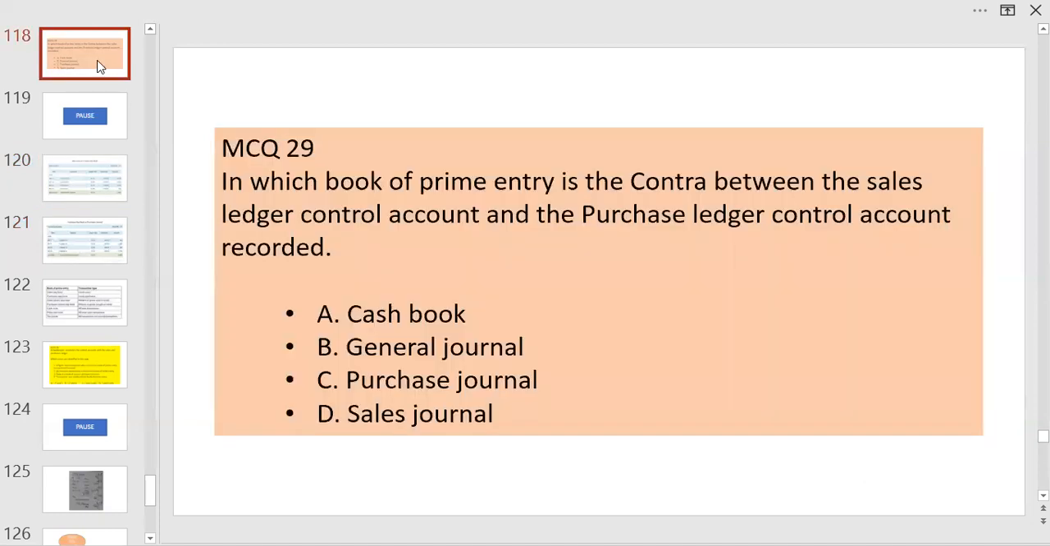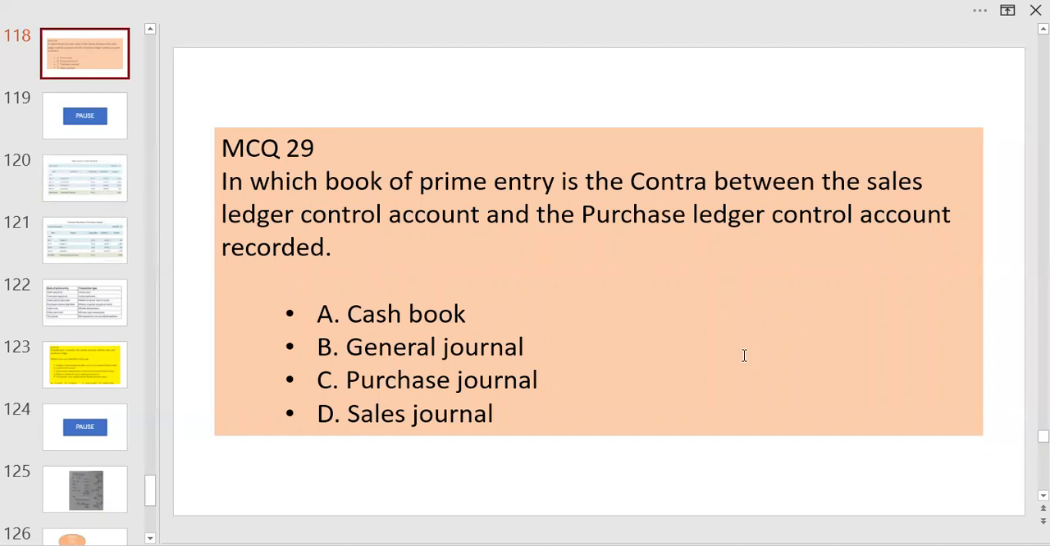Contra means, say for an example, one person usually is a customer. He buys things from us all the time. Therefore, an account has been maintained for him in the sales control account or the sales ledger account. We keep an account for him.